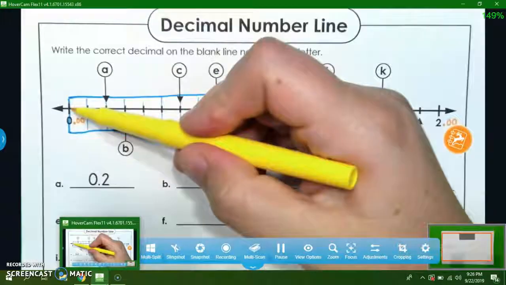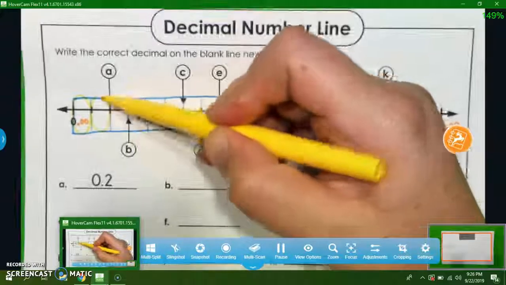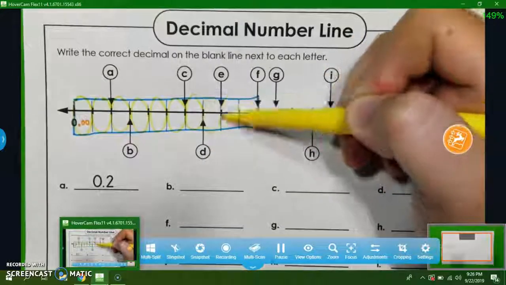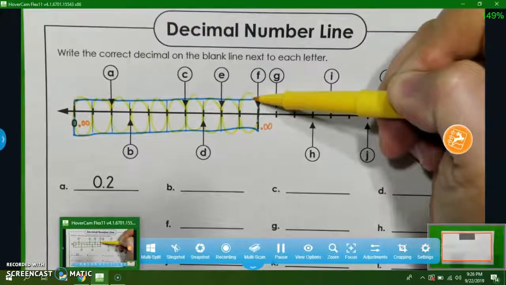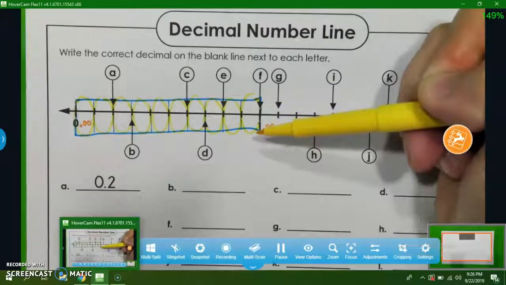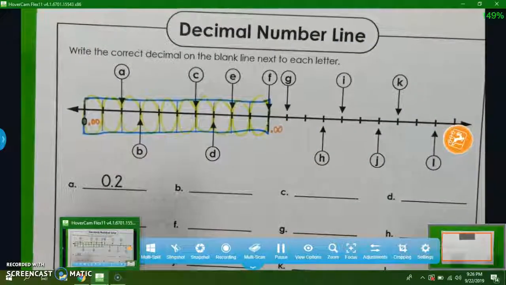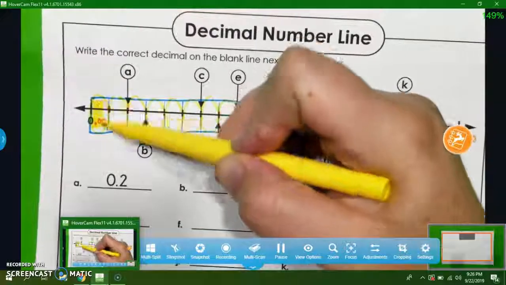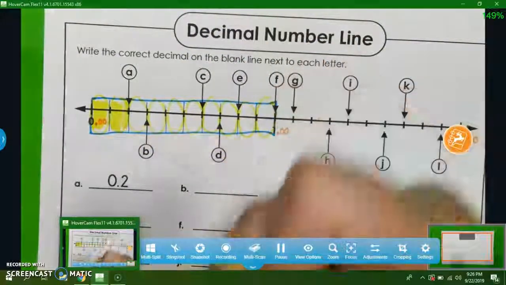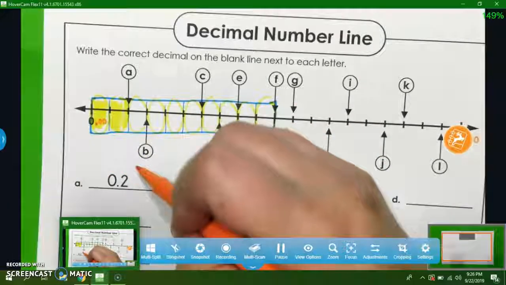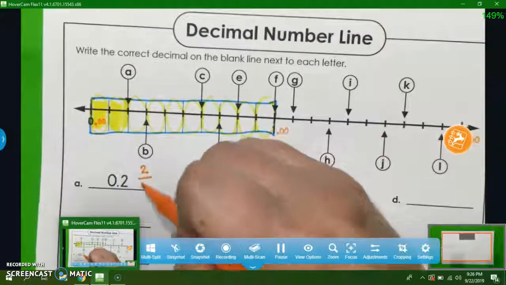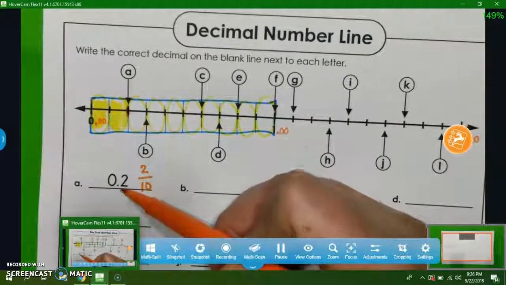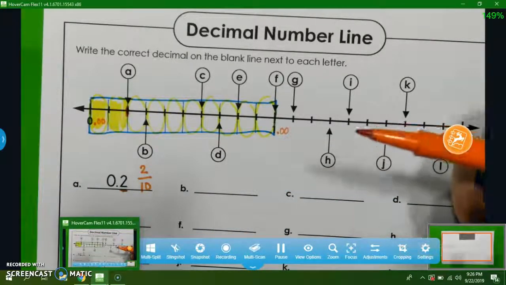And if we look, there is 1, 2, 3, 4, 5, 6, 7, 8, 9, 10 pieces that make up our one whole. So we would call those tenths. And you will see for the example that letter A is pointing to this line, which is 2 out of 10 pieces of our whole. So this line represents 2 tenths. And of course, if we write it as a decimal, we have a 2 in the tenths place.